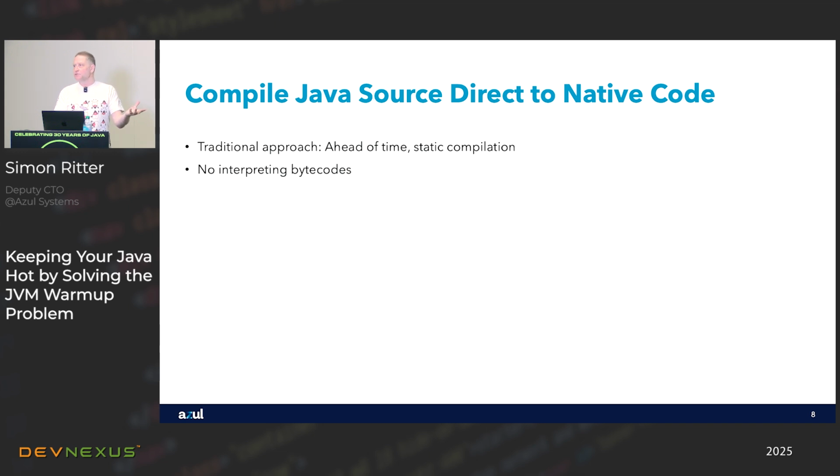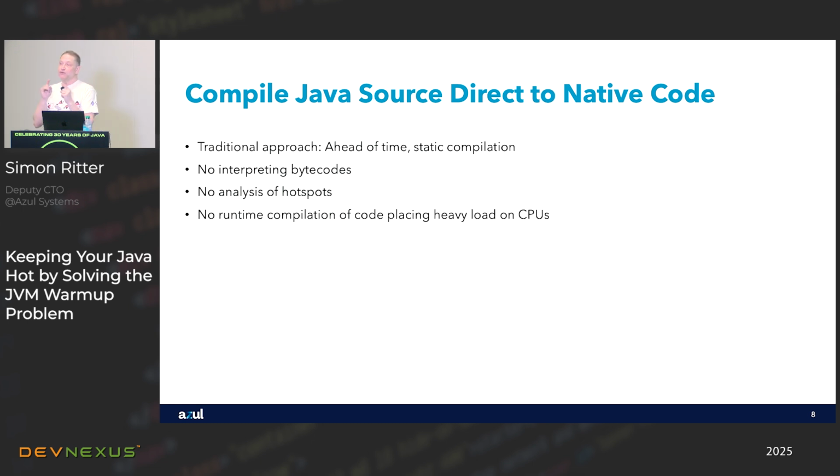You don't have to interpret bytecodes, so there is no warm-up associated with that. There's no analysis of hotspots. You don't have to identify the methods that you have. You don't have to do runtime compilation. And one of the drawbacks of runtime compilation is, of course, you're sharing the CPU and memory resources between doing application work and compiling your code at the same time. So you're reducing the throughput of your application whilst you're doing that warm-up, because you're compiling code. You start at full speed straight away, because you get immediately full performance as everything is compiled into native instructions.